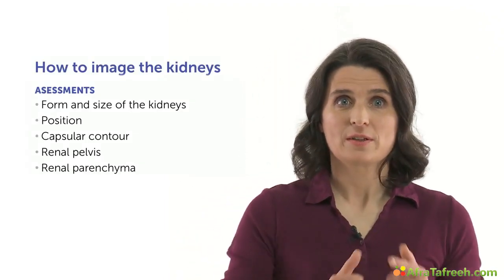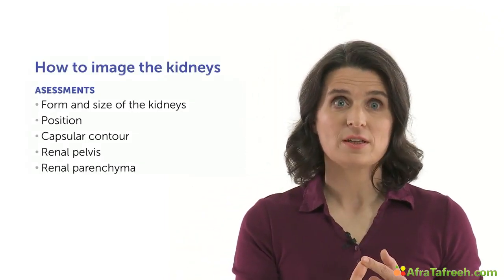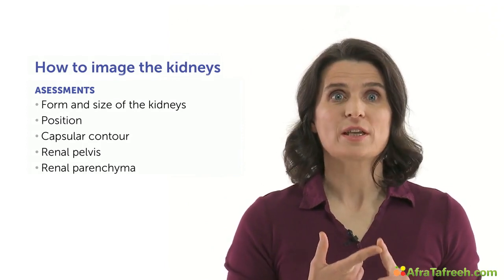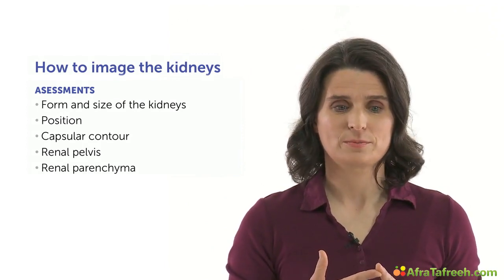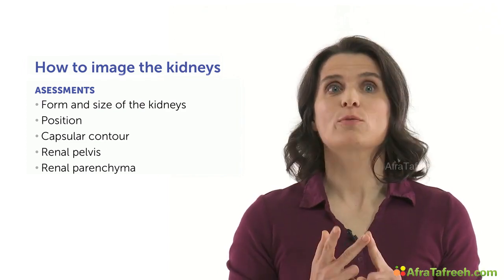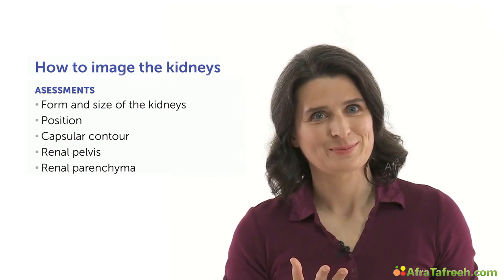When we perform ultrasound of the kidneys, what is it that we want to look for? What are the really important assessments? We want to evaluate the form and the size of the kidneys, their position, and we also need to take a look at the capsular contour. We want to assess the renal pelvis and, of course, the renal parenchyma.